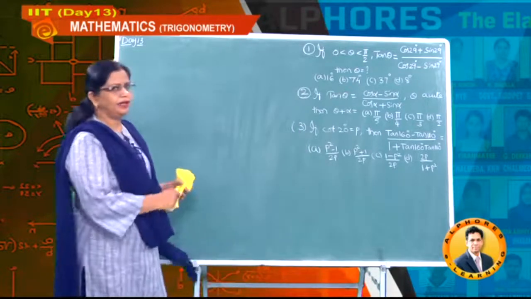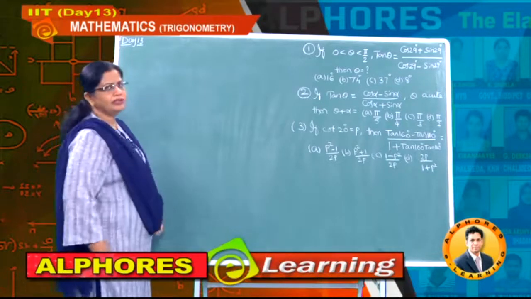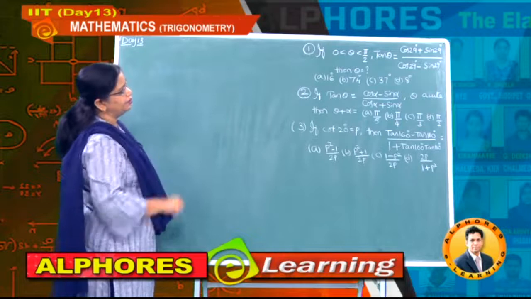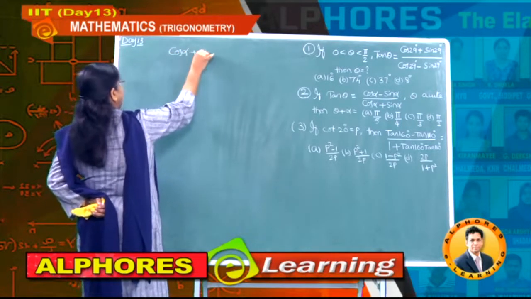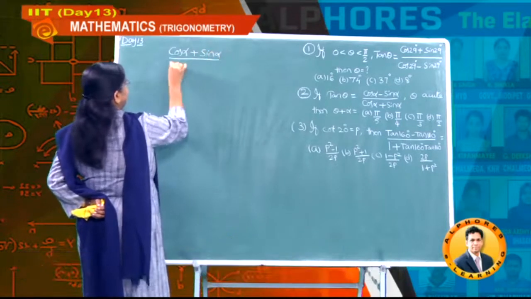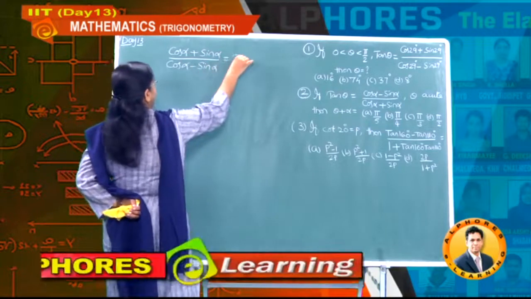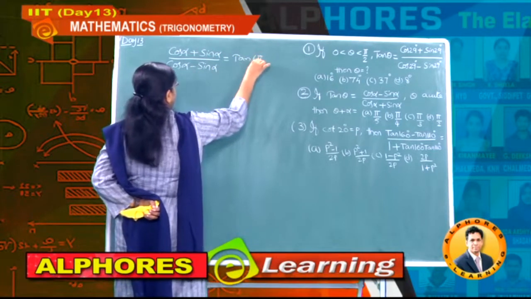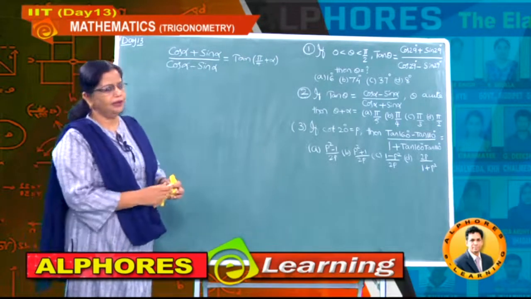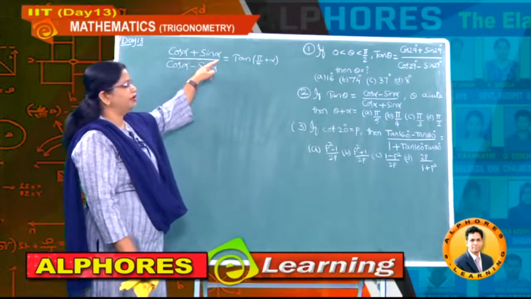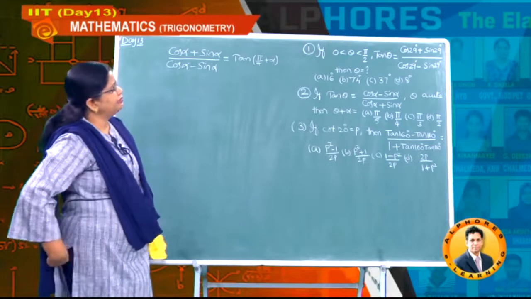So what formula have we derived from compound angles? We derived from compound angles the formula: (cos alpha plus sin alpha) divided by (cos alpha minus sin alpha), we proved as tan of (pi by 4 plus alpha), which is the same as cot of (pi by 4 minus alpha). So students, once you know this formula, this problem is just one step. Okay. So what is that one step here?